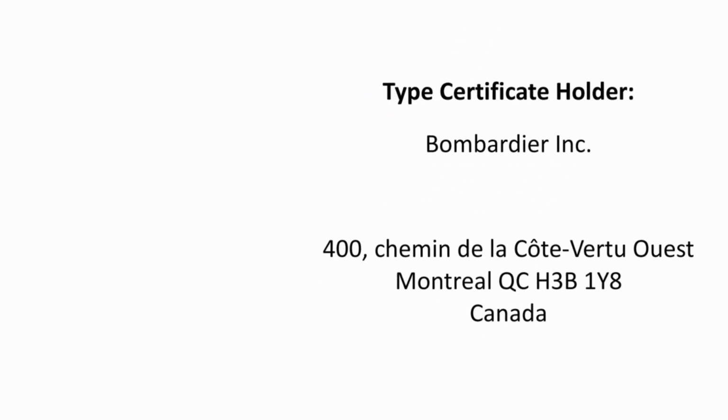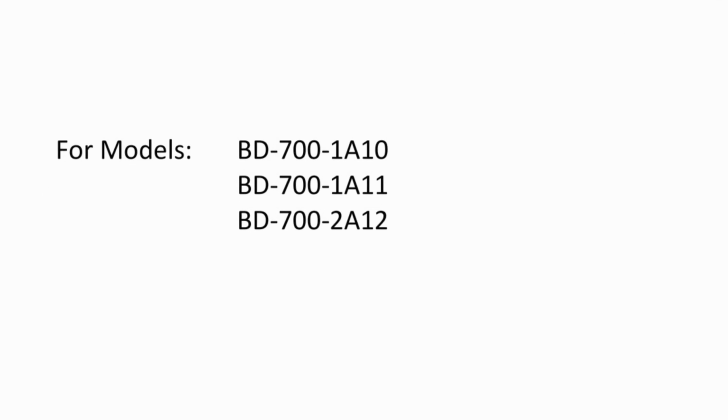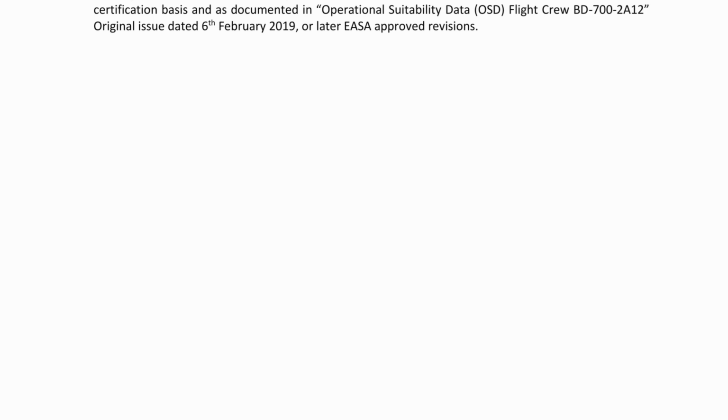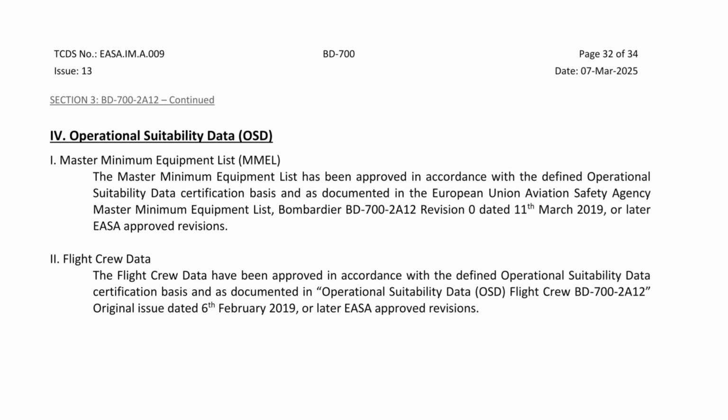Okay, so I would like to go very briefly through the EASA and the FAA just to identify a few things. So EASA, the type certificate data sheet, like the Transport Canada, includes all three models. And I would like to go to page 32. And I was wondering if you can explain what operational suitability data, or OSD, is.